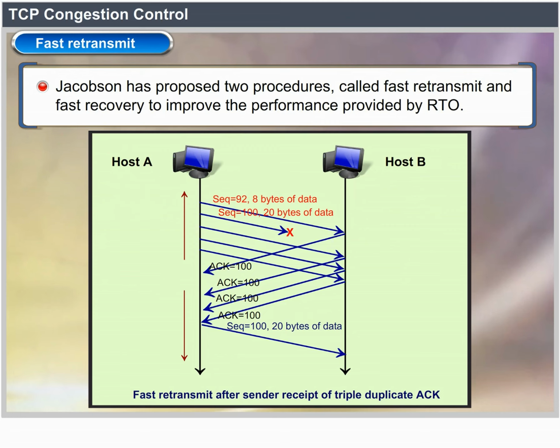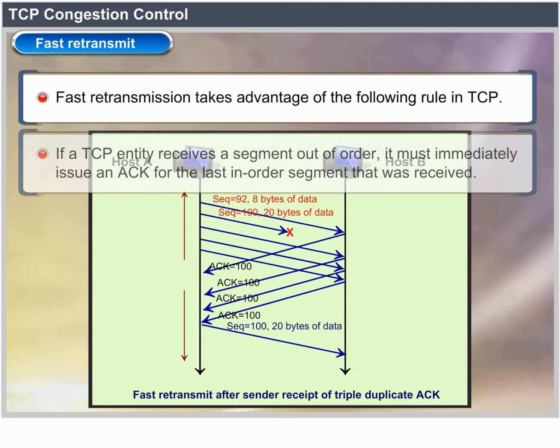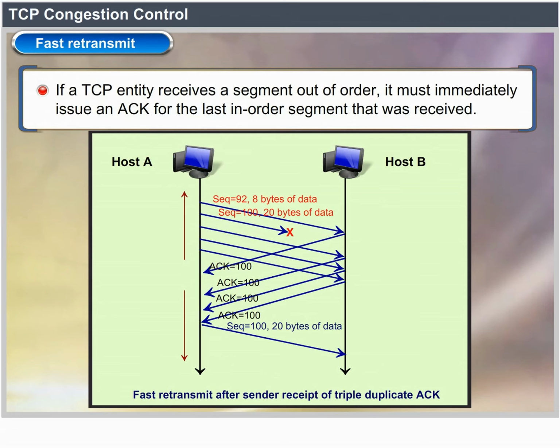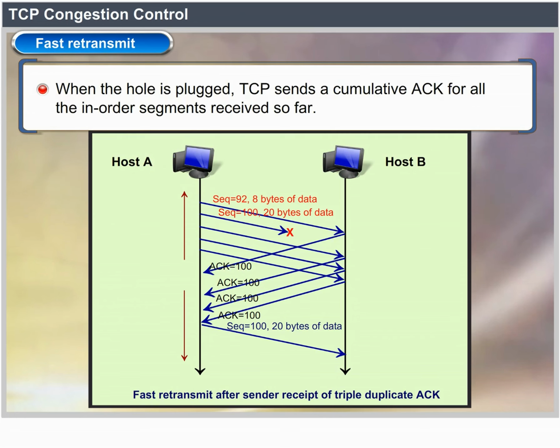Fast retransmit takes advantage of the following rule in TCP. If a TCP entity receives a segment out of order, it must immediately issue an ACK for the last in-order segment that was received. TCP will continue to repeat this ACK with each incoming segment until the missing segment arrives in its buffer. When the hole is plugged, TCP sends a cumulative ACK for all of the in-order segments received so far.